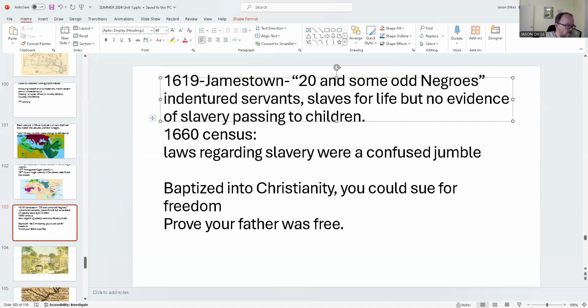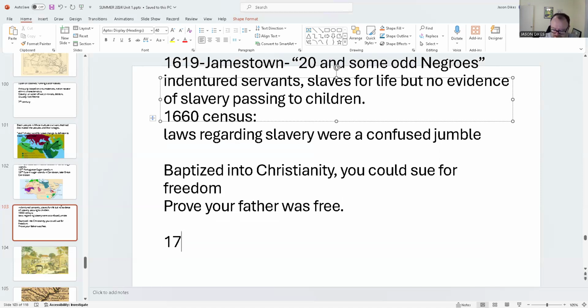Now, by 1700, slaves for life plus children. So it had really clamped down by 1700 into the version of slavery that we're familiar with.